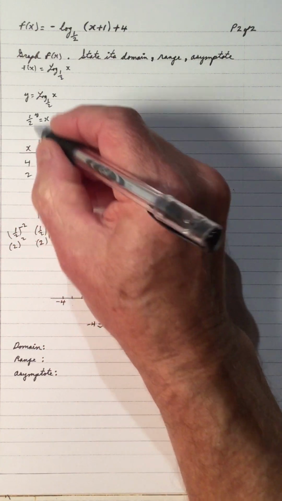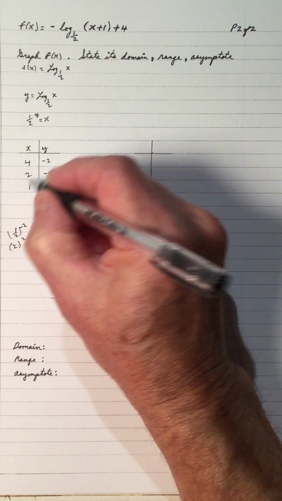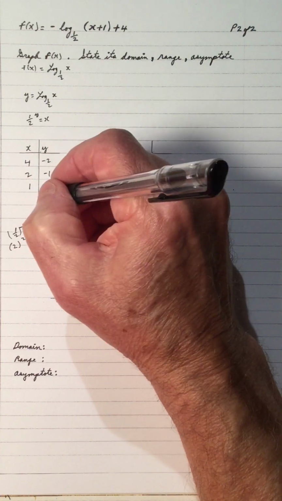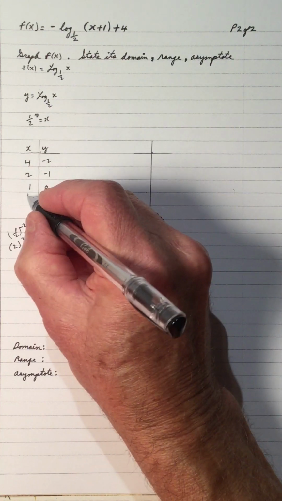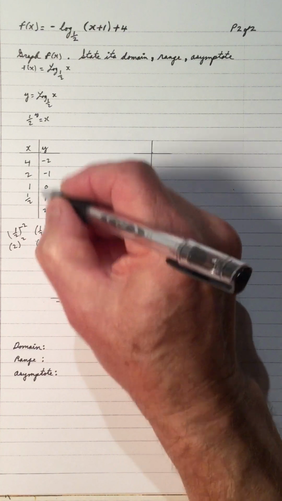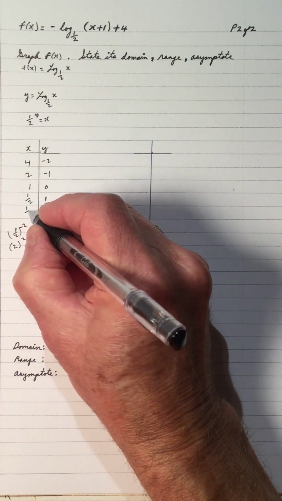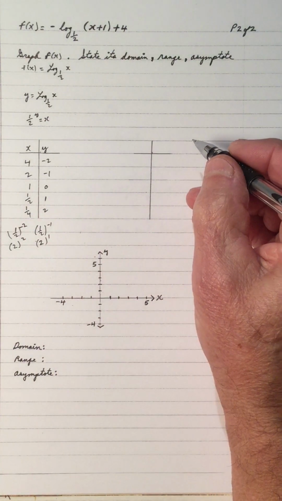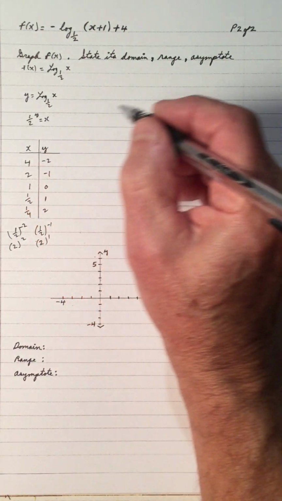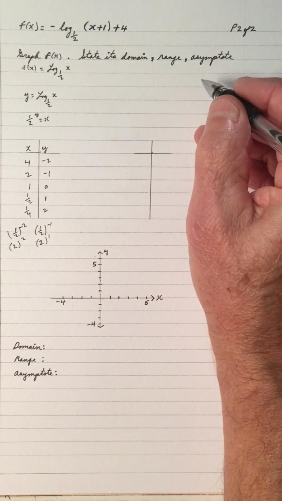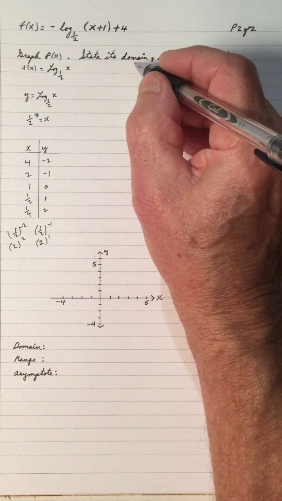And y is 0, half to the 0 is 1. And we have y is 1, half to the 1 is a half. We have a 2 for y. A half squared is a half times a half, which is 1/4. This is the basic table, because we can graph this using the mapping rule.